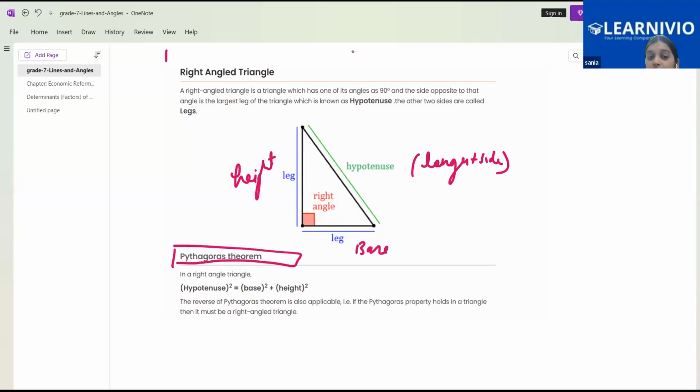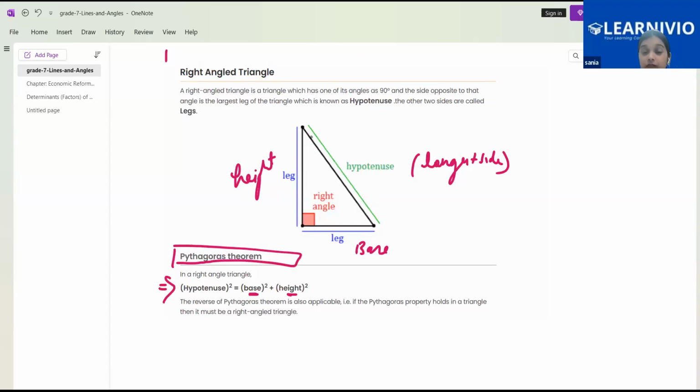Sorry, can you explain it again? I don't understand. Yes. So this Pythagoras theorem says the square of the base plus the square of the height is going to be equal to the square of the longest side, which is the hypotenuse. This is the formula. Okay, clear?